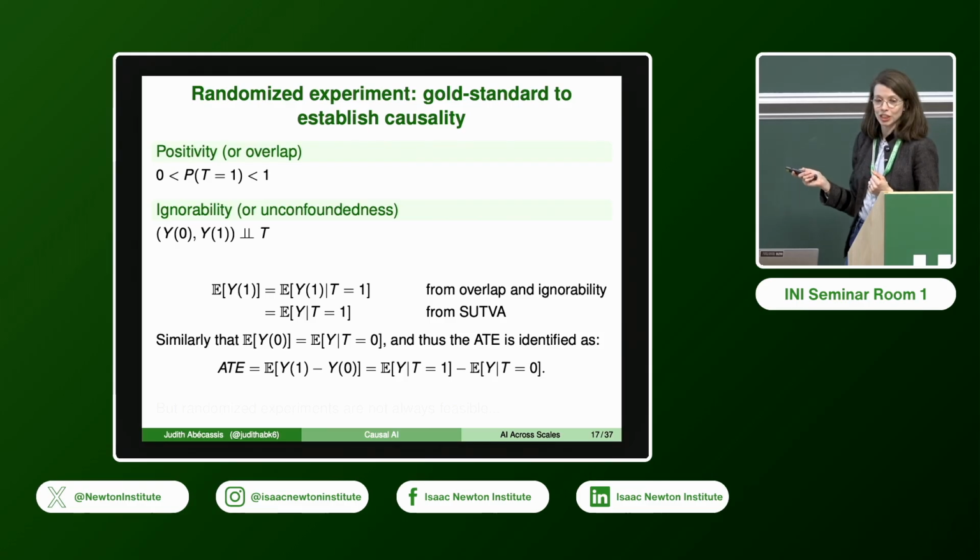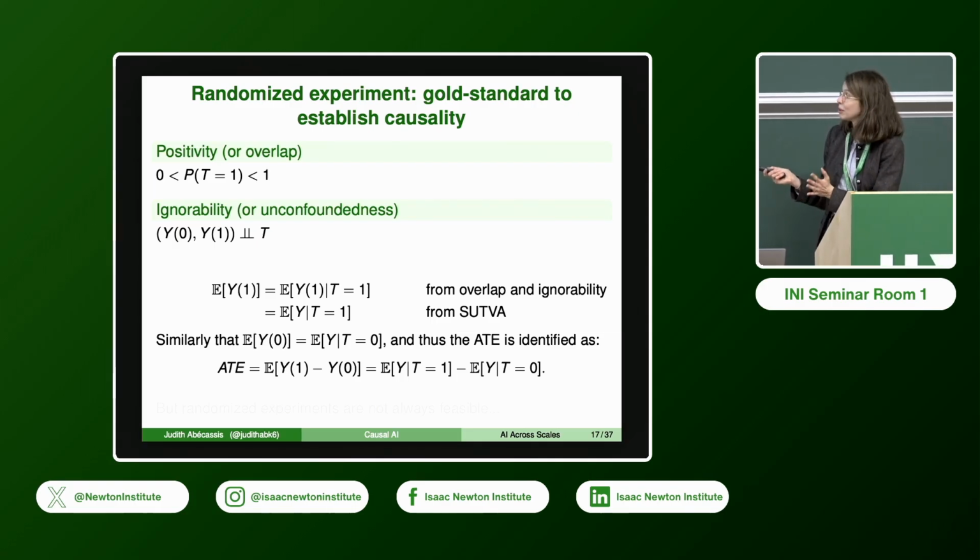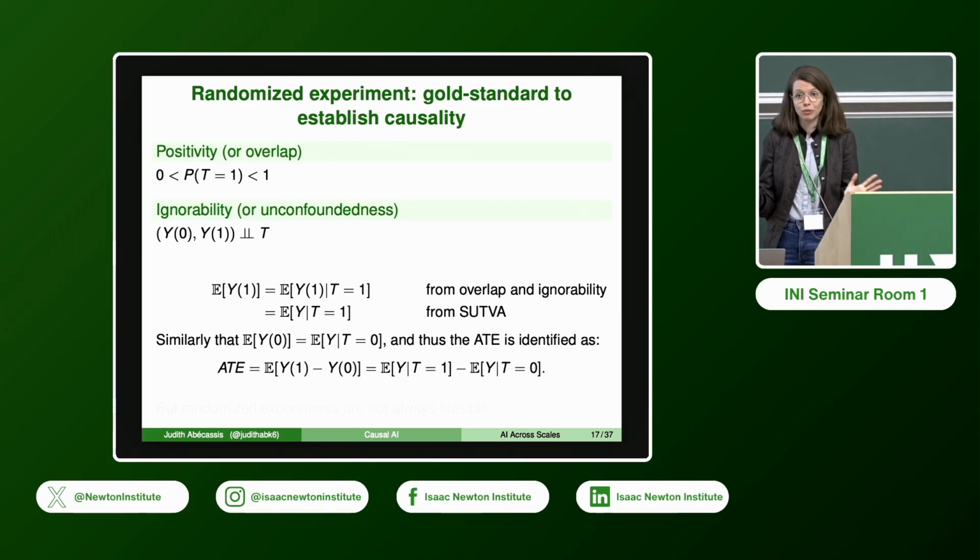So with those two assumptions and very simple algebra, we can obtain an equality between the expectation of a potential outcome and the expectation of the observed outcome in the treated group. And we can do the same for the potential outcome under control, and we end up with the average treatment effect being estimable by just looking at the difference between what happens in the treated group minus what happens in the control group.